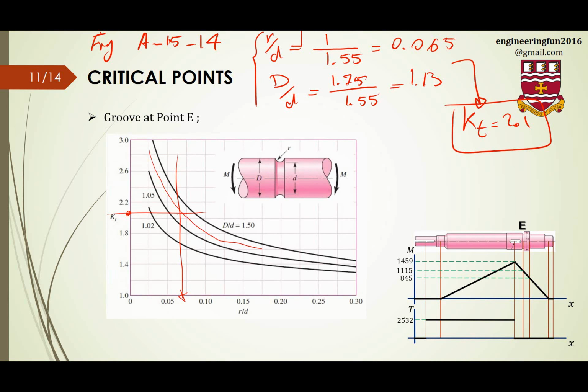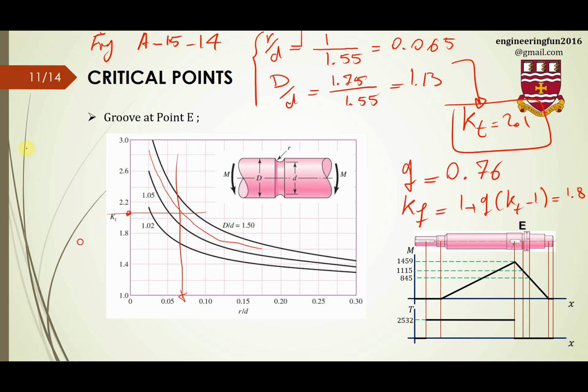And I can go to figure 6-20, the q notch sensitivity graph, and I can find q based on that one, the same thing that we did for point D. So q in this case will be 76%. Then I can find Kf based on q and this Kt, which is 1 plus q times Kt minus 1. So in this case, the numerical value for Kf will be 1.8.